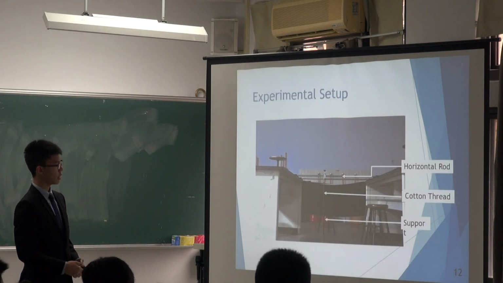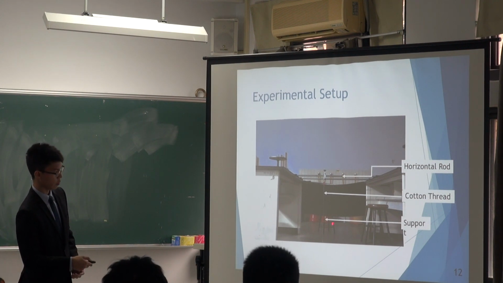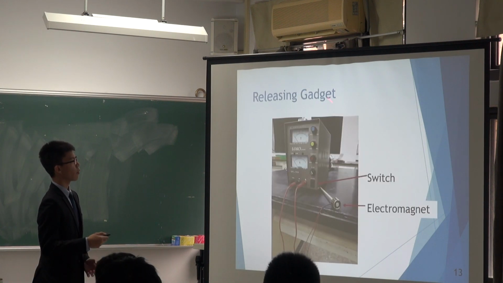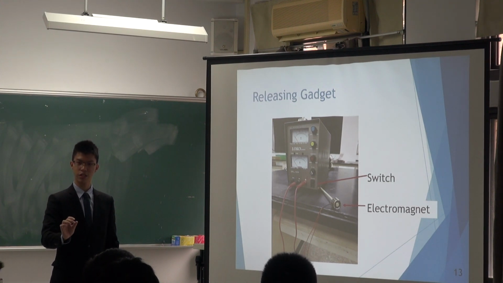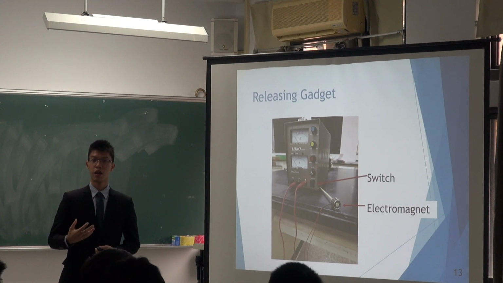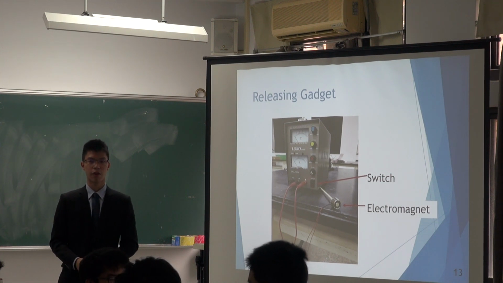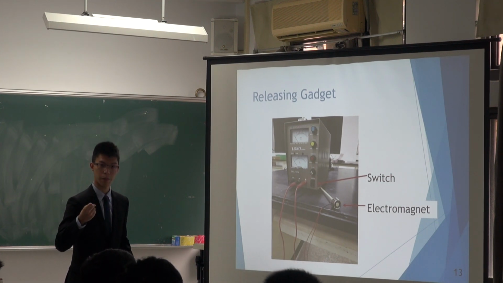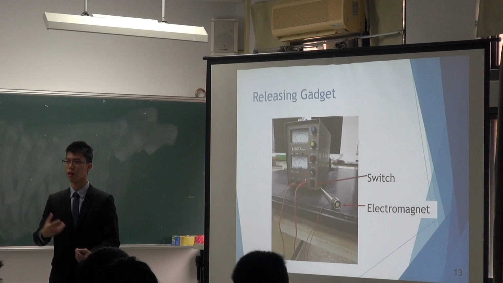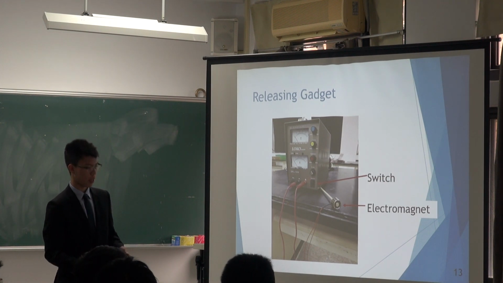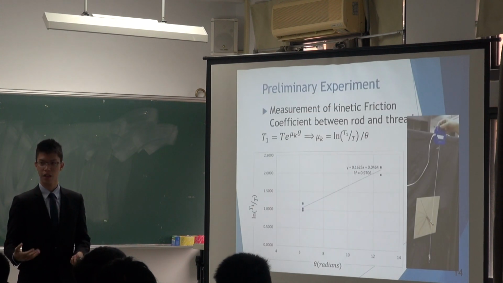And here's our experiment. Firstly is our experimental setup, where we have the horizontal rod here, the cotton thread here, and the support here, which is behind. Firstly I would like to introduce our releasing gadget. In order to prevent releasing the light load by hand from potentially affecting the phenomenon, we use an electromagnet along with this electrical supply switch. In the very first stage, my classmate would hold the electromagnet, and after we turn on the switch, we take the magnetic force out of our consideration, and the light load would fall along its own trajectory, which would give us less error.